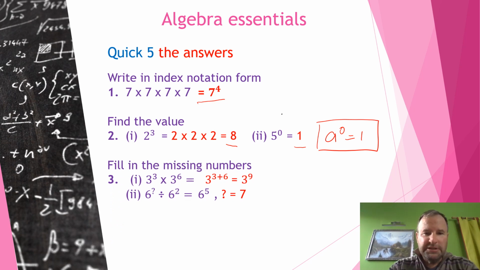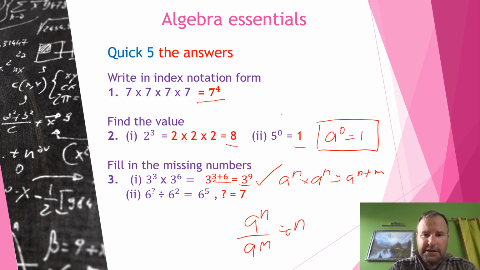Number 3, fill in the missing numbers. Remember to use the rule a to the n times by a to the m equals a to the n plus m, where you just add the index powers. So we've got 3 to the power of 9 as the answer there. And this one here, we find that it's division. Remember that a to the n divided by a to the m equals a to the n minus m. So here, 7 take away 2 gives you 6 to the power of 5. So there's your answer for that.